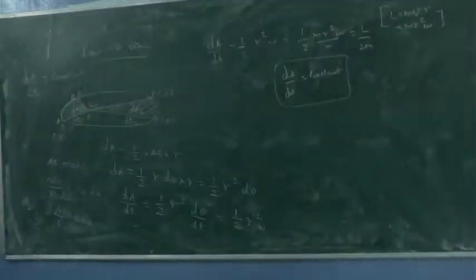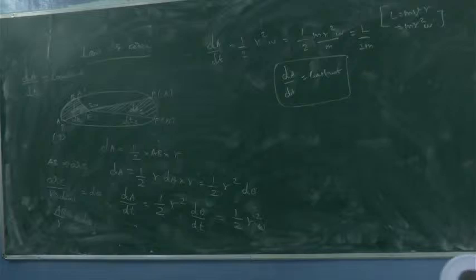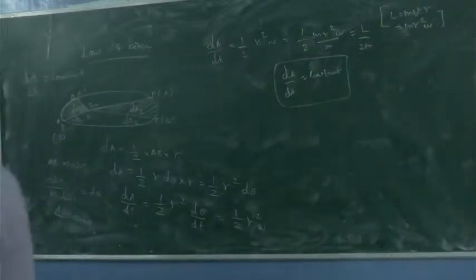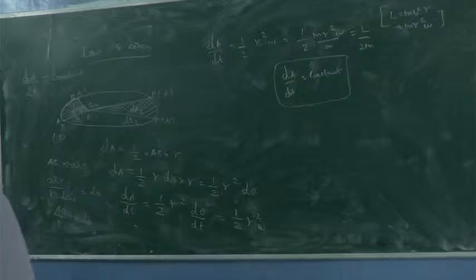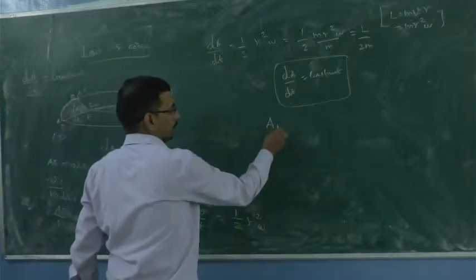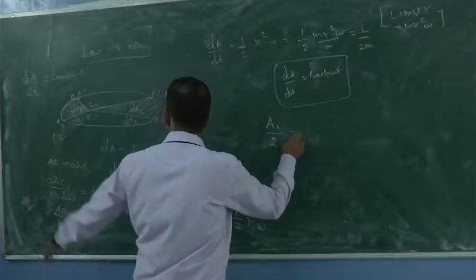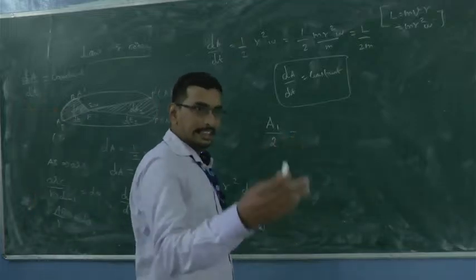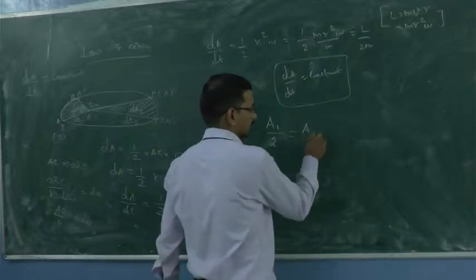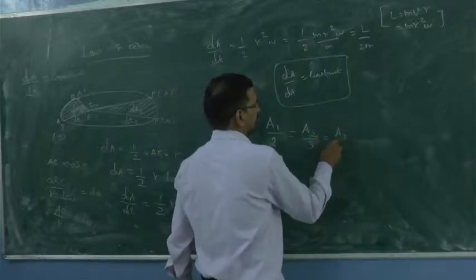Question number 2. A planet moving around the sun sweeps an area A1 in 2 days, A2 area in 3 days and A3 area in 6 days. Then which one is the correct relation? We know very well dA by dt is a constant. First, the given covered area is A1, in how much time? 2 days. So A1 by 2, since dt is taken in the denominator. In the next case A2 by 3 days. In the third case A3 by 6 days.